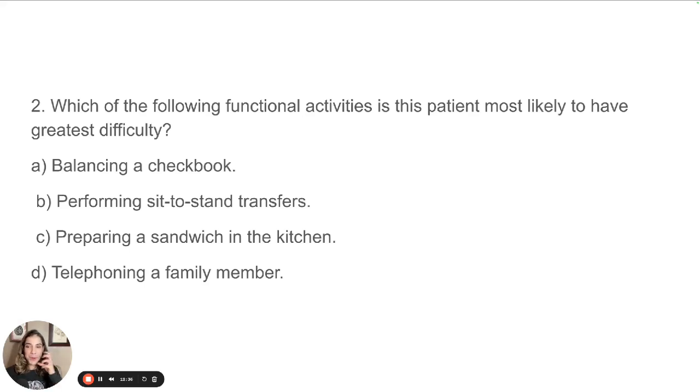Okay. So at first, when I saw this question, I got this wrong. I put balancing a checkbook. The right answer is preparing a sandwich. Why? Because that's eating. It's an ADL. So don't get into the trap. Functional activities. Okay. Read the keywords and highlight.